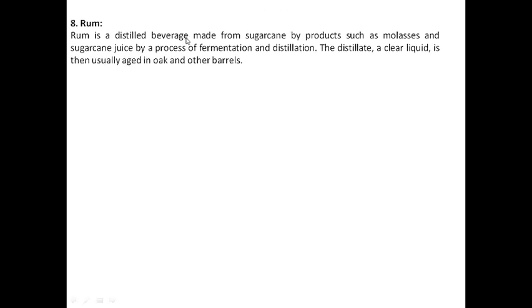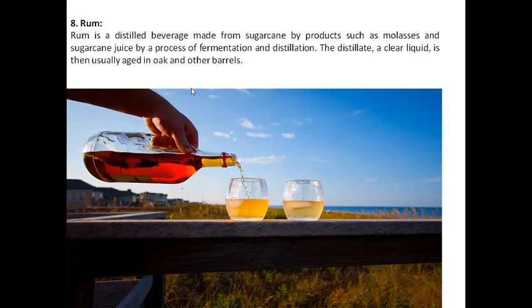Now rum. Rum is also made from the sugar cane. What is rum? It's a distilled beverage made from sugarcane byproducts such as molasses and sugarcane juice by a process of fermentation and distillation. If fermentation is done to the sugarcane juice, it leads to the formation of this rum. The distillate, a clear liquid, is then usually aged in oak and other barrels. Here you see, this is rum.